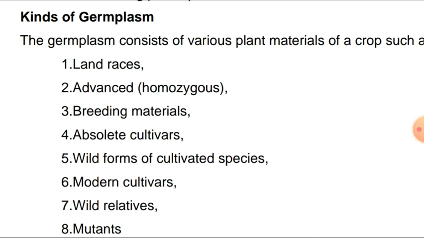So absolute cultivars are nothing but the improved varieties of the recent past. Then wild forms of cultivated species. Wild forms of the cultivated species are available in many crops. They show a high degree of resistance to biotic and abiotic stress conditions, that is, pests and diseases, and drought, and also salt tolerance. Biotic stress means pests and diseases, and abiotic stress means different conditions, water stress, drought, and salt tolerance, which are utilized in the breeding program.